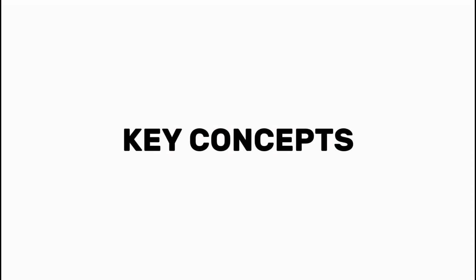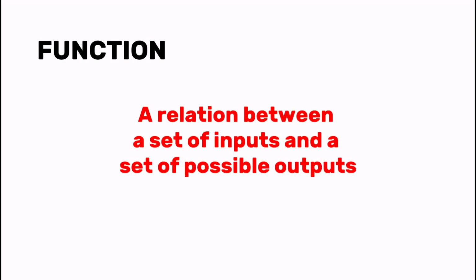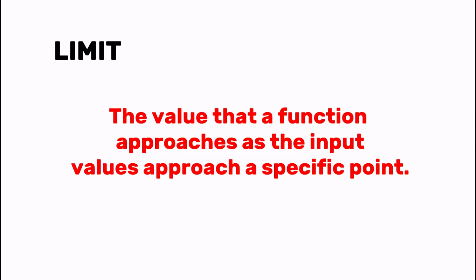Key concepts. Key concepts has 5 parts. First is function. A function is a relation between a set of inputs called the domain and a set of possible outputs called the range. Second, limit. The limit is the value that a function approaches as the input values approach a specific point.